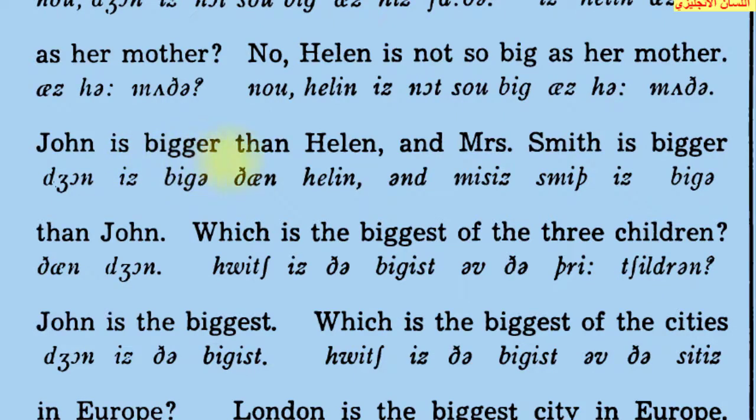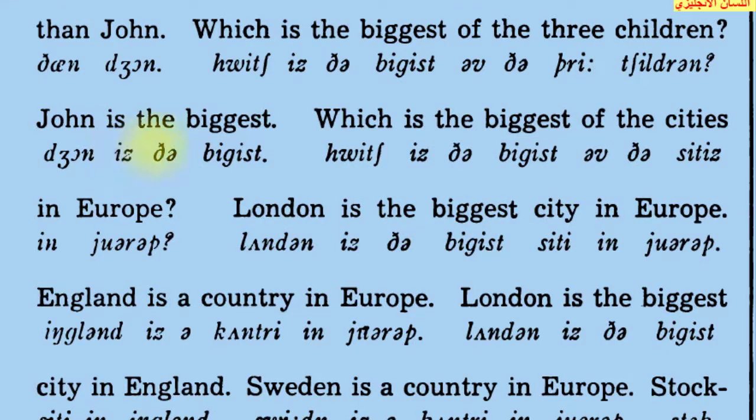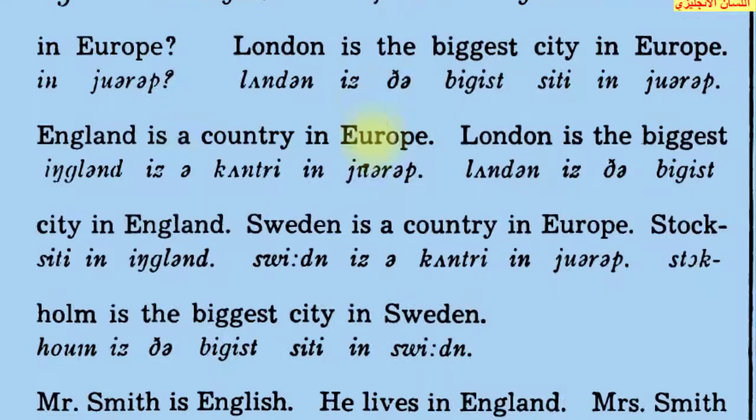John is bigger than Helen, and Mr. Smith and Mrs. Smith are bigger than John. Which is the biggest of the three children? John is the biggest. Which is the biggest of the cities in Europe? London is the biggest city in Europe. England is a country in Europe. London is the biggest city in England. Sweden is a country in Europe. Stockholm is the biggest city in Sweden.